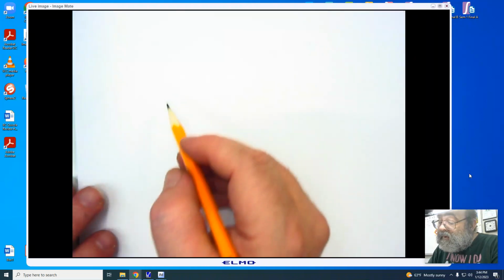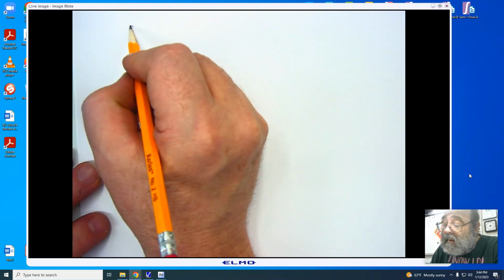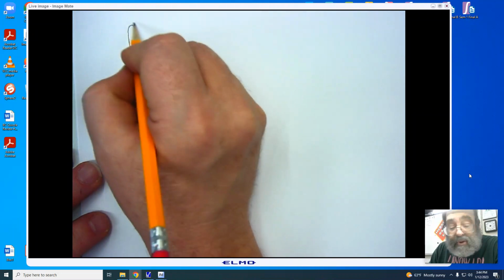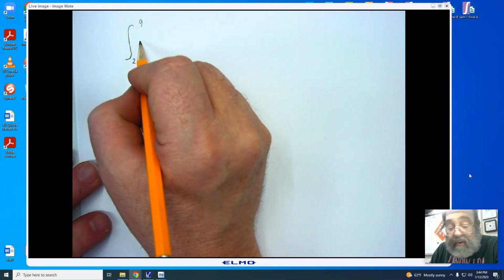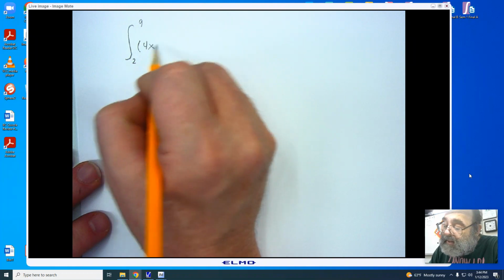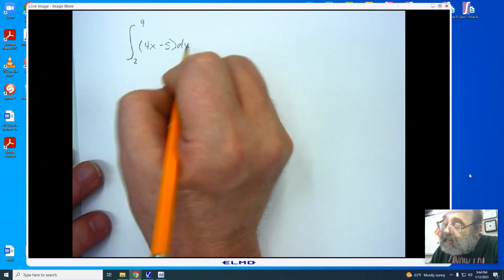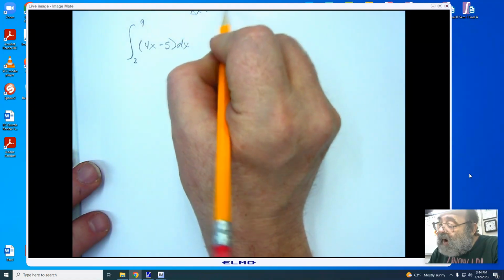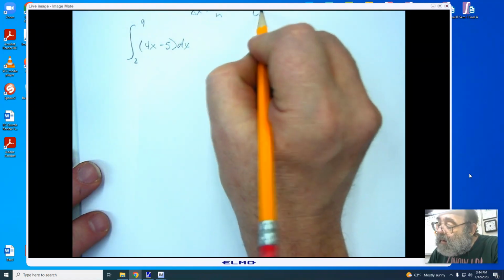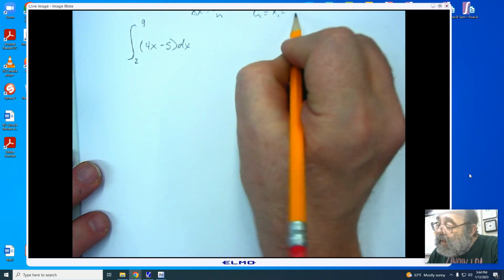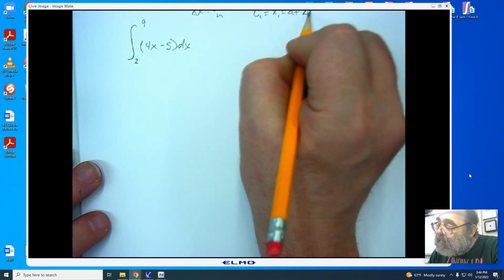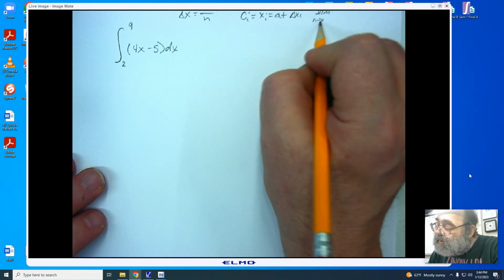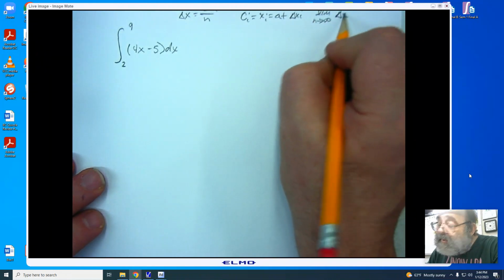Number 4, for those of you who took a screenshot, you'll want to look at that and just copy it down. Otherwise, it's the integration from 2 to 9 of 4x minus 5 dx. Our delta x is b minus a divided by n. Our c sub i, or x sub i, is a plus delta x times i, and we're trying to construct the limit as n approaches infinity for delta x.